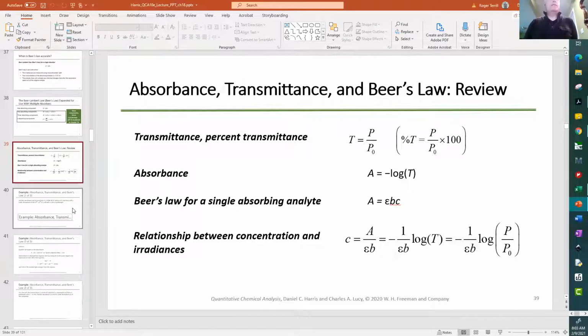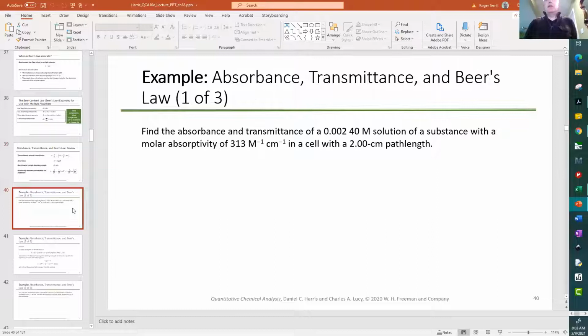So let's do this little problem. We can see if I get it right. Find the absorbance and transmittance of a 0.00240 molar solution of a substance with an absorptivity of 313 per molar per centimeter in a 2 centimeter path length cell. I had to have a 2 centimeter path length. Okay, yay.